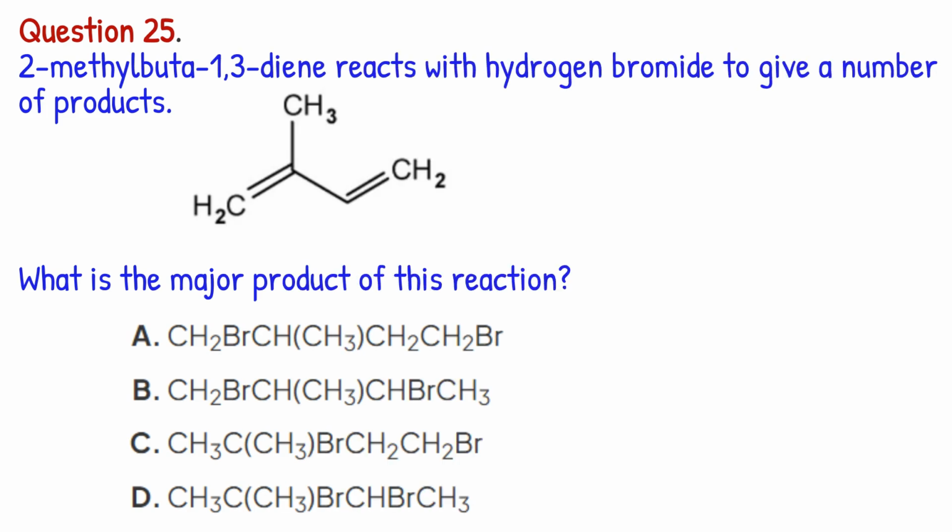Question 25. 2-methylbuta-1,3-diene reacts with hydrogen bromide to give a number of products. What is the major product of this reaction? The correct answer is D.